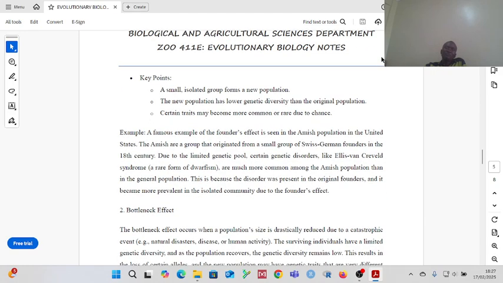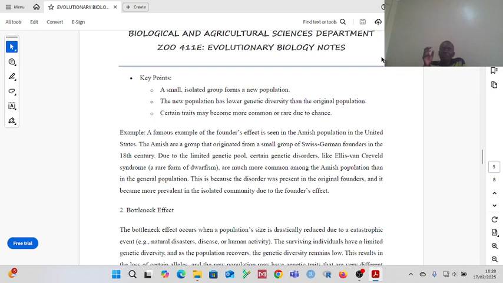Let's proceed. Now the key points under founder's effect are: one, you have a small isolated group that is forming a new population. It's important to note the word isolated, so there is no gene flow between the parent population and this small group that has moved away. So the new population forming from the isolated group will have a genetic diversity that is lower compared to the original population. Because of that, you end up having some traits being more common or rare within the new population compared to the original population. Why are they common? Why are they rare? By chance.